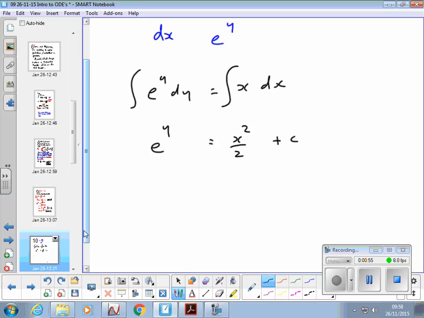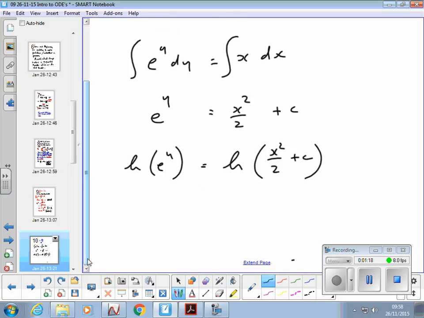So the left-hand side, what have I got to do to get y? Natural log of both sides, good. The natural log of e to the y is just y, is the natural log of the right-hand side, x squared over 2 plus c. So take natural log of both sides. In other words, y equals.